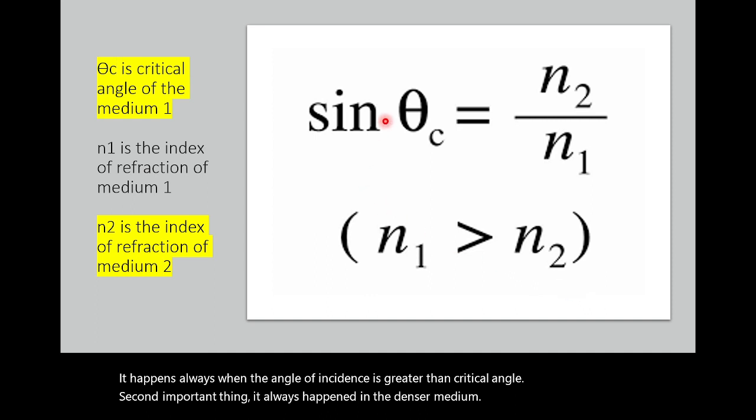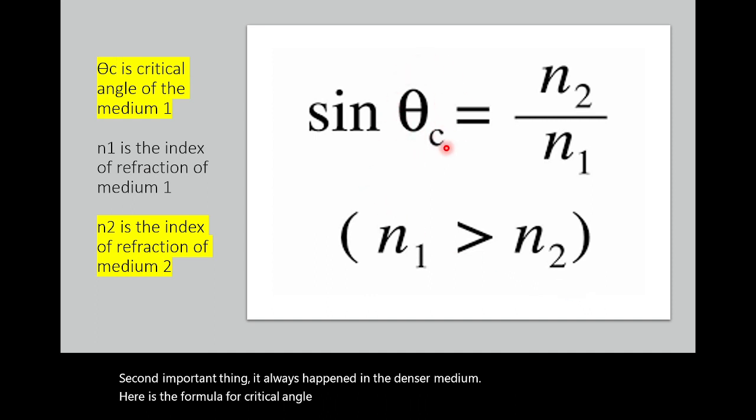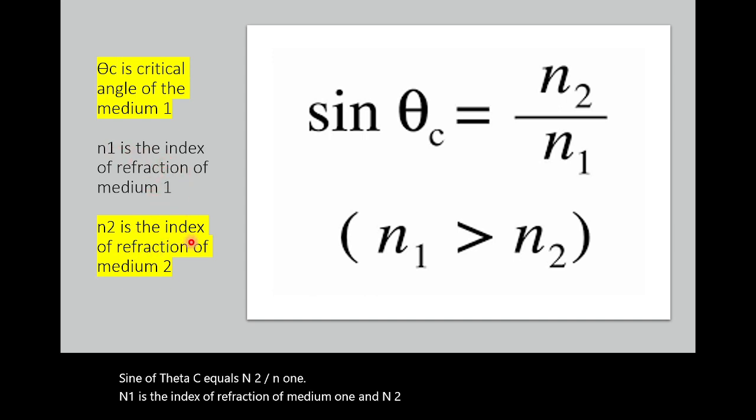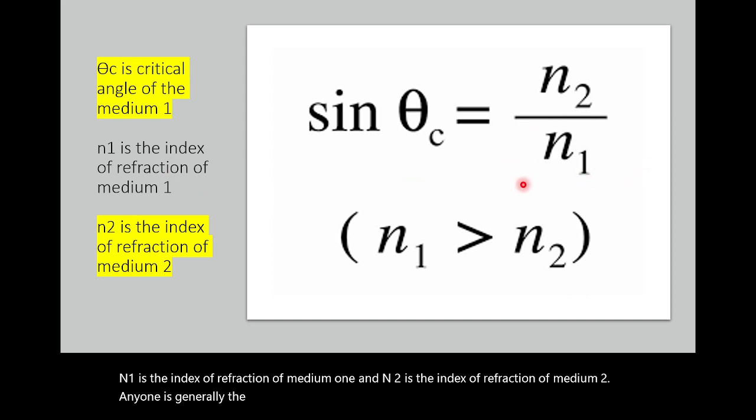Here is the formula for the critical angle, theta c. Sine of theta c equals n2 divided by n1. n1 is the index of refraction of medium 1 and n2 is the index of refraction of medium 2. n1 is generally the denser medium.